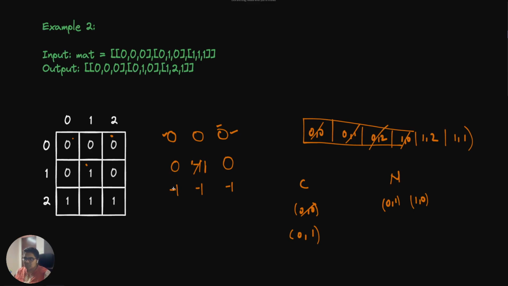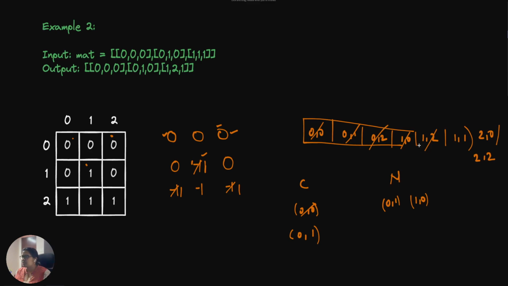Distance is the current node's distance plus 1, which would be 1, and we will add this to the queue. So we will also add 2 comma 0 to the queue. Now we pick up 1 comma 2, which is this node. Its neighbors are 1 comma 1, which is already processed, and 2 comma 2, which is not processed. So for 2 comma 2, we will calculate the distance and again add it to the queue.